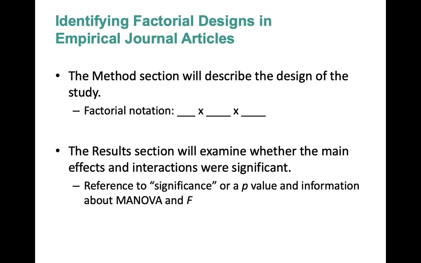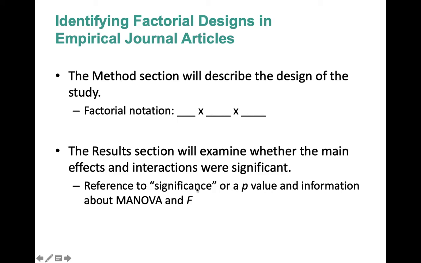Okay, this is just a review, but what to look for when reading a research paper is, you're going to read the method section, and that's going to describe the design of the study with the factorial notation being IV1, IV2, IV3. So the levels of the IVs separated by these multiplication or times signs. The other thing that you're going to look for in a results section is to be able to pick out whether the main effects and the interactions are significant.